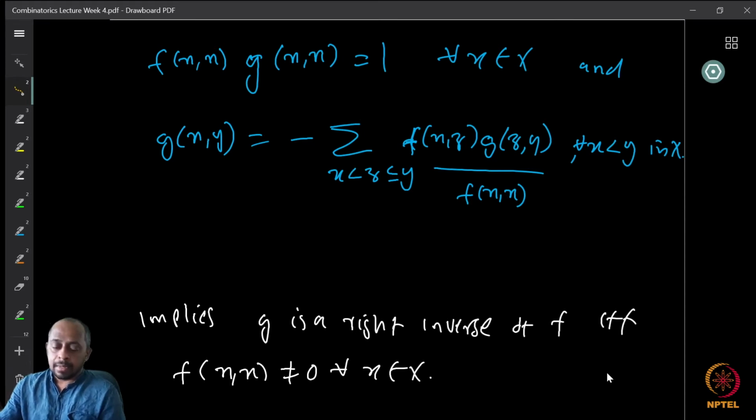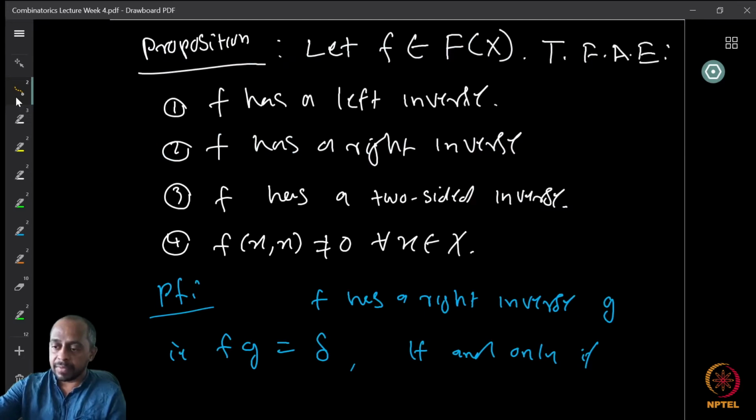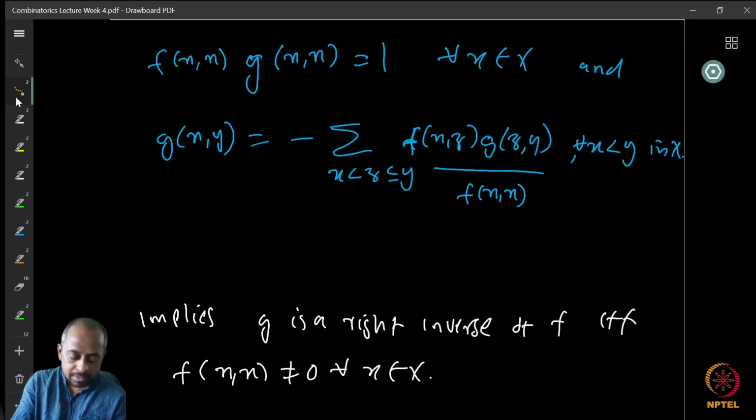Then g of x comma y is equal to negative summation over x less than z less than or equal to y, f of xz times g of zy, divided by f of x comma x, for every x strictly less than y in X. Now, why is this true? We are saying that fg is equal to delta if and only if this is the case, or that g is a right inverse if and only if this is the case. Now, why is this? Well, just look at the definition of the convolution product.